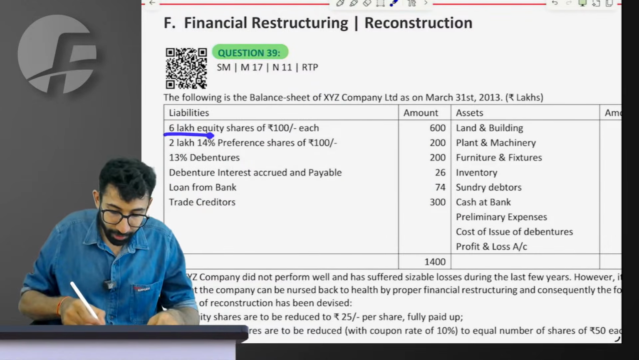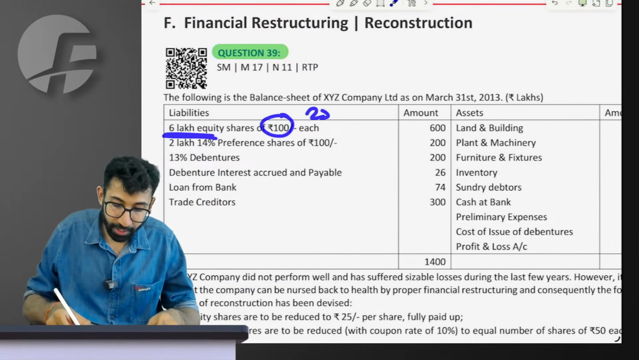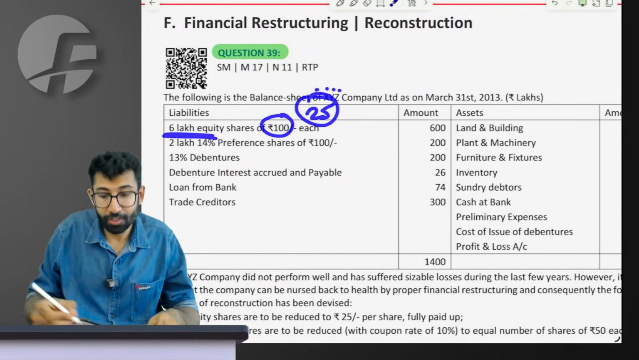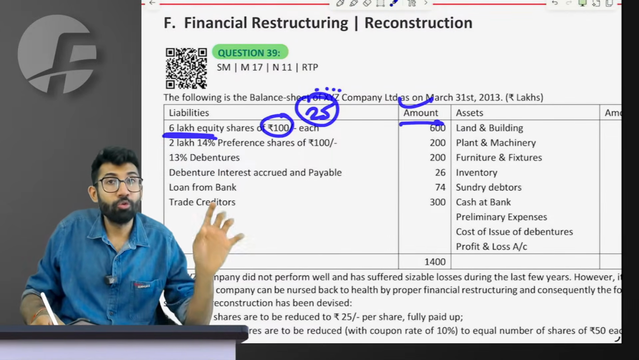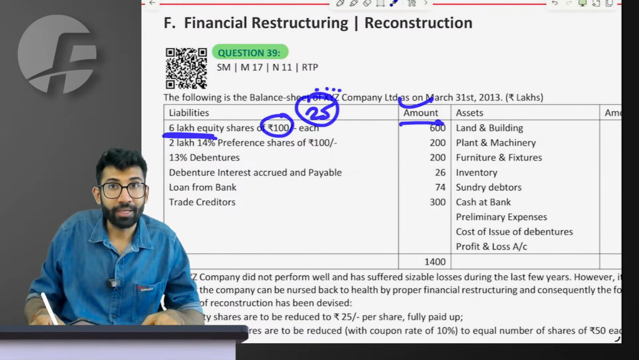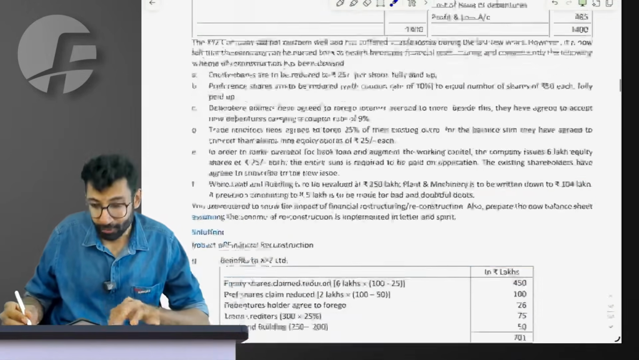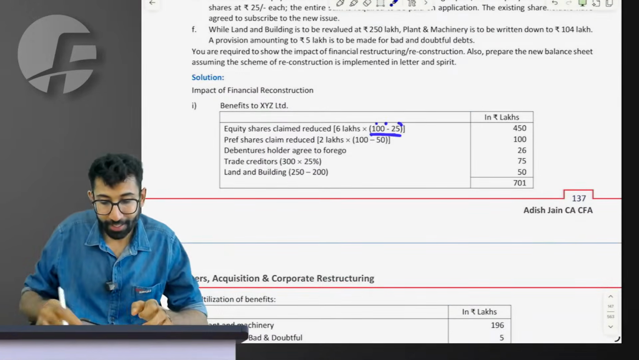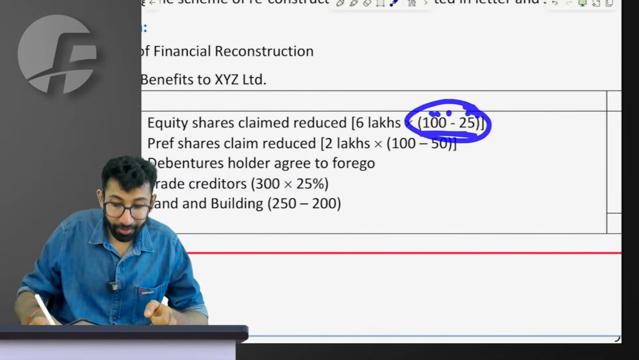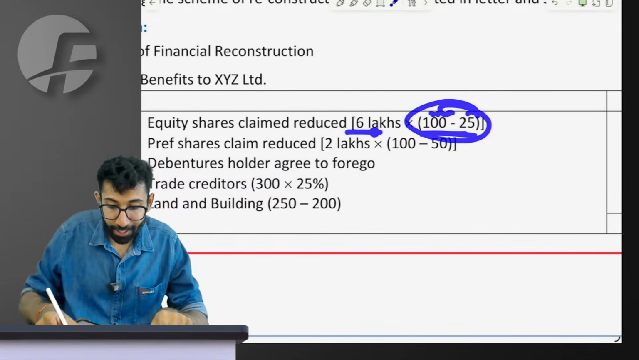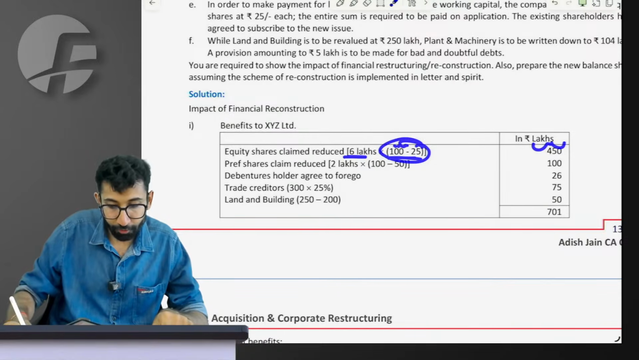For example, equity share of 100 each. Now say, okay, let's reduce our claim to 25 each. It means the company is now bound to pay only 25 rupees per share back. So do you agree that 75 rupees is the amount of gain which the company has made because the liability has fallen? So 100 minus 25 is the gain the company has made on 6 lakh shares, giving you a total gain of 450 lakh.